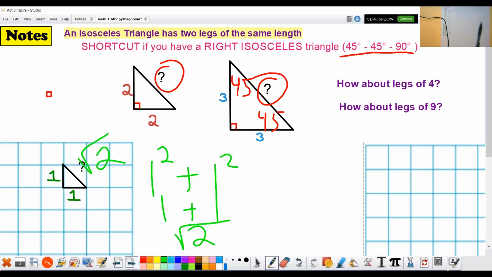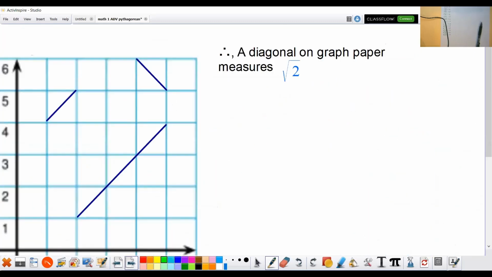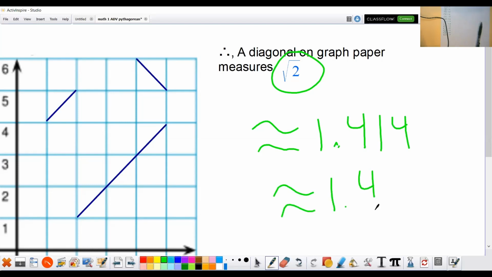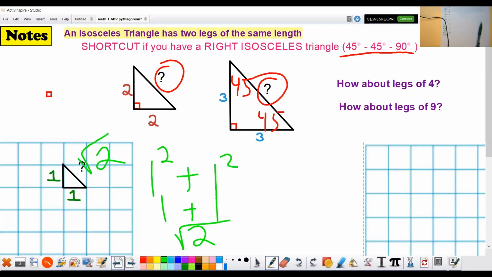A diagonal on graph paper measures the square root of 2, which on my calculator is about 1.414 with a lot more decimals. So we're going to say about 1.4. And that makes sense. If this is 1 and this is 1, this piece is a little bit farther. It's 1.4.